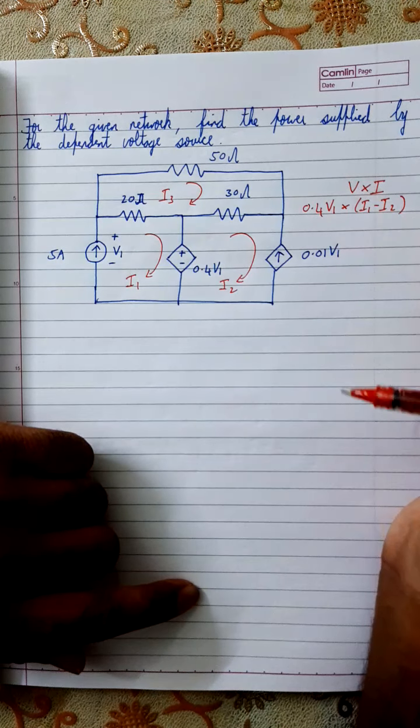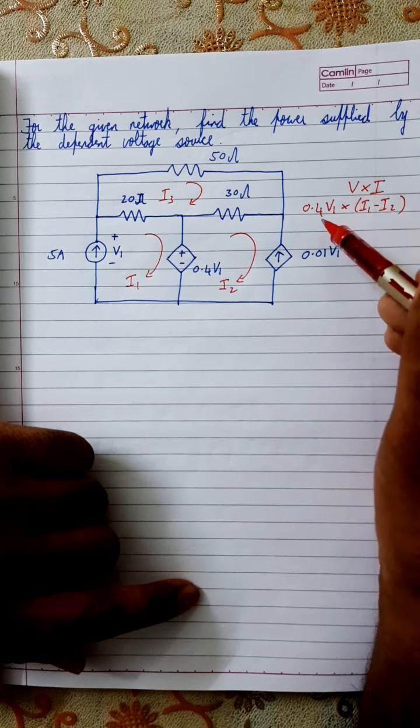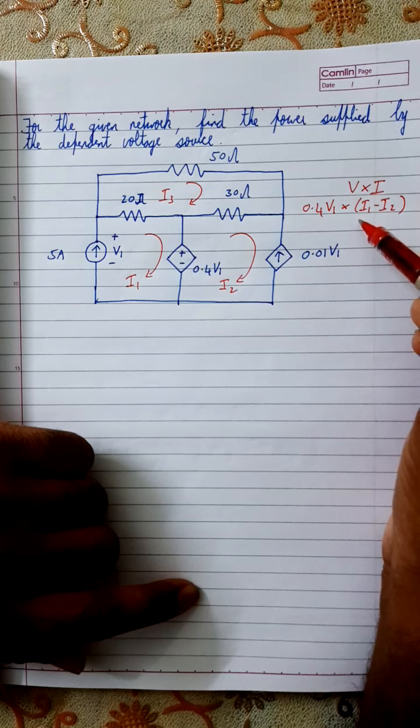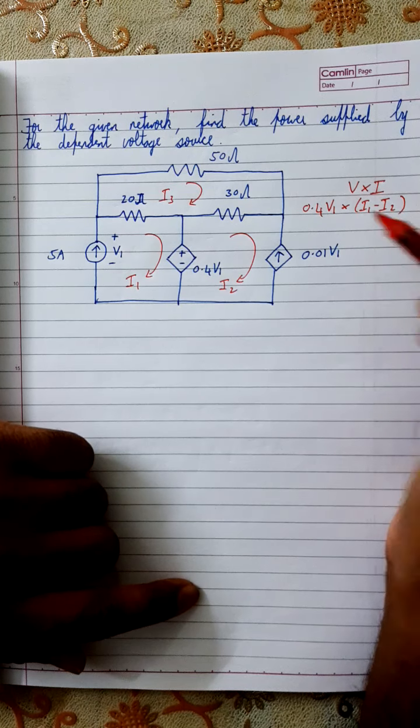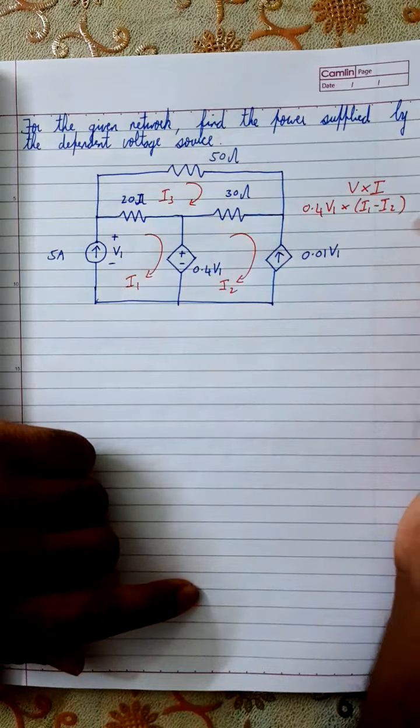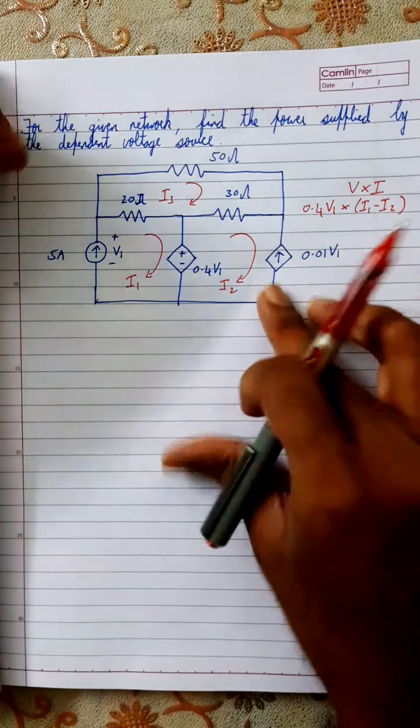So V into I means you need to find the value of V1, the value of I1, and the value of I2. Then only can you find the value of the power. That's this circuit, so let's do this question right now.